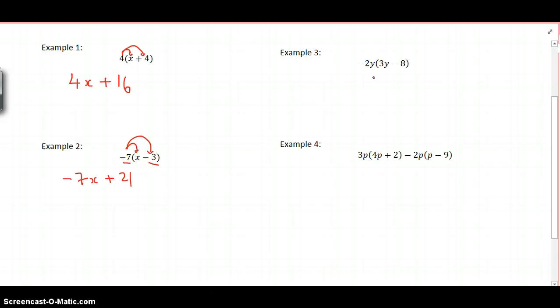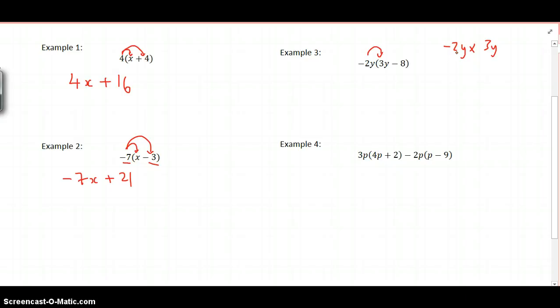Alright, now give this next one a shot. So give it a pause. Alright, now that you've given it a shot, we multiply the first two terms. So let's just write this out. Negative 2y, sorry, times 3y.